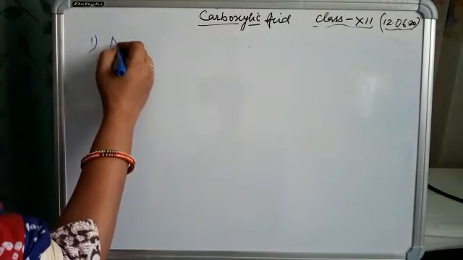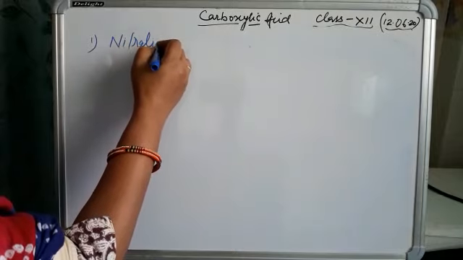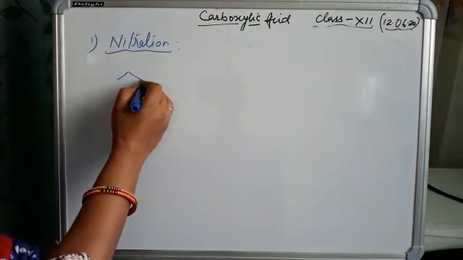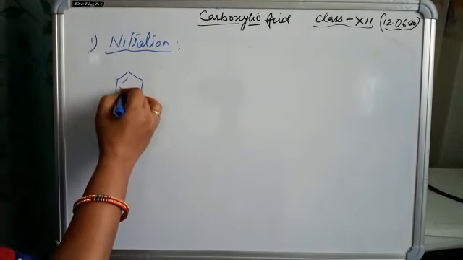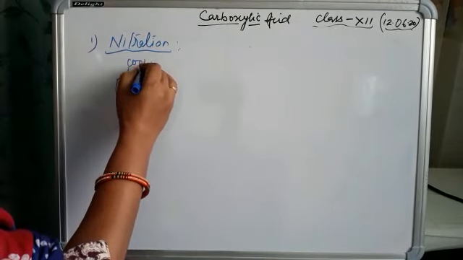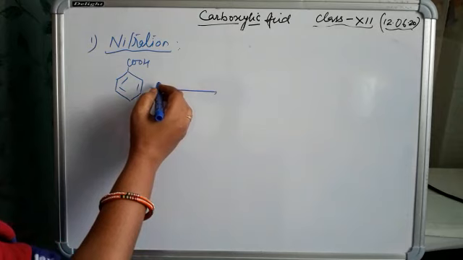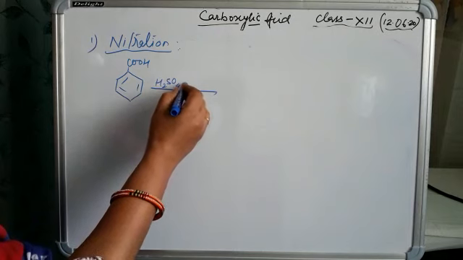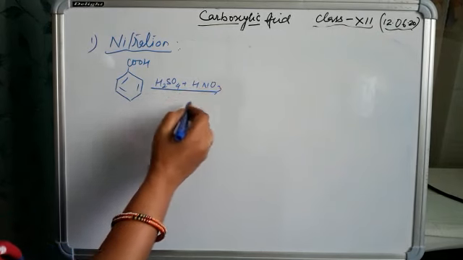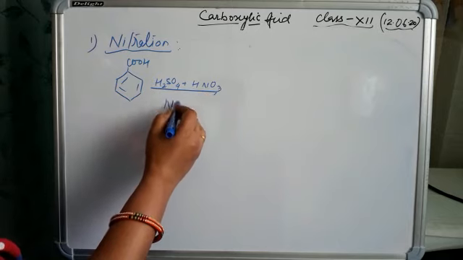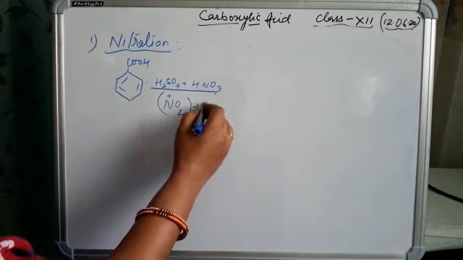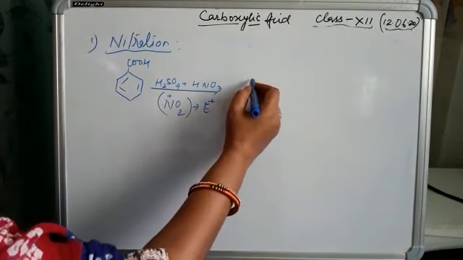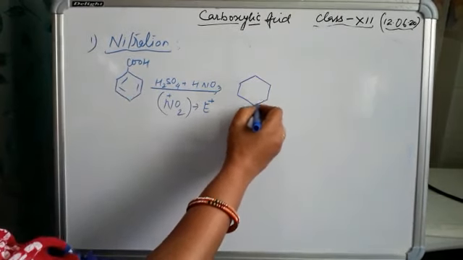Number 1, nitration. When benzoic acid is treated with nitrating mixture, we know that nitrating mixture is H2SO4 plus HNO3. This gives the electrophile, the nitronium ion. An electrophile substitutes at the meta position.